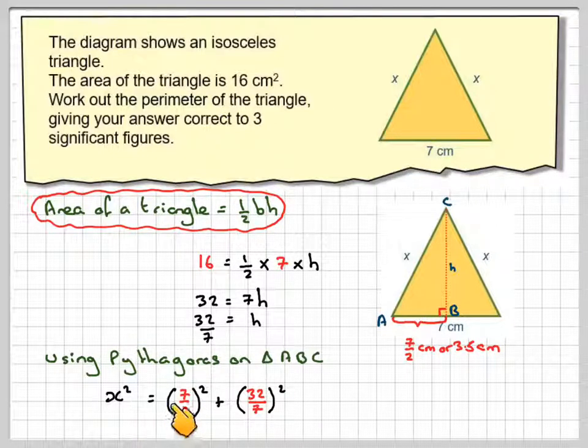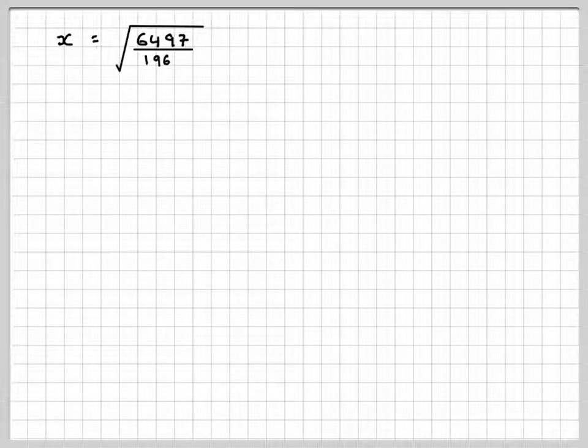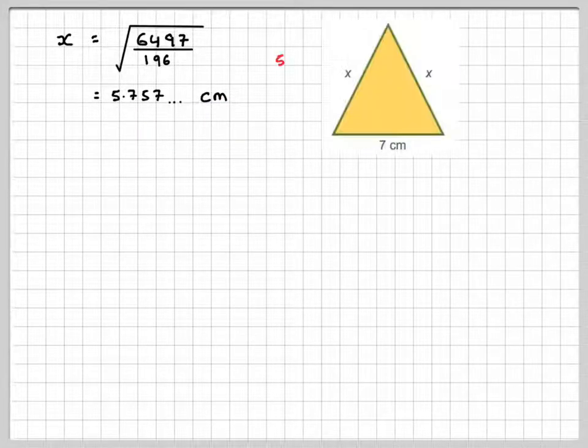Now you can calculate this just using the fraction button on your calculator, putting the brackets in, making sure you square it properly. Your calculator will give that x squared is 6,497 over 196. And then in order to calculate x, you just need to take the square root of that. And that will give 5.757 centimeters. Be careful at this stage not to round off.